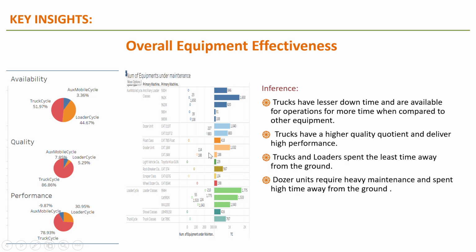So if we look at the equipment under maintenance, this truck sector is having very little maintenance compared to the other two. The oxymobile is having high maintenance compared to the loaders. From this we can state that these trucks and loaders have less downtime compared to the others. So these trucks are continuously available on the ground, so there is no major issue with the trucks.